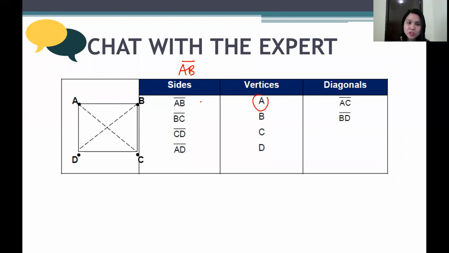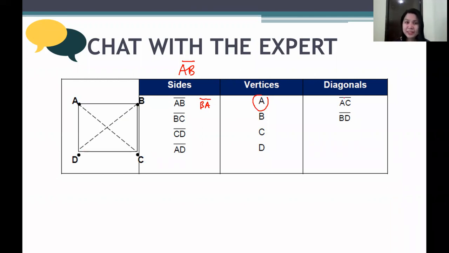Ma'am, can I also name this BA? Yes, you can also name it BA. But remember, AB and BA are just the same. Next, what are our vertices? A, B, C, and D.